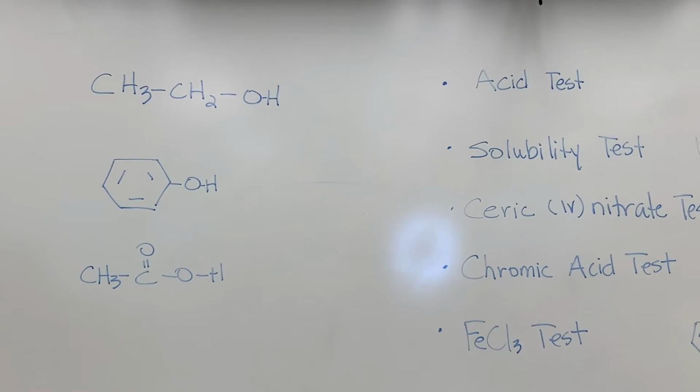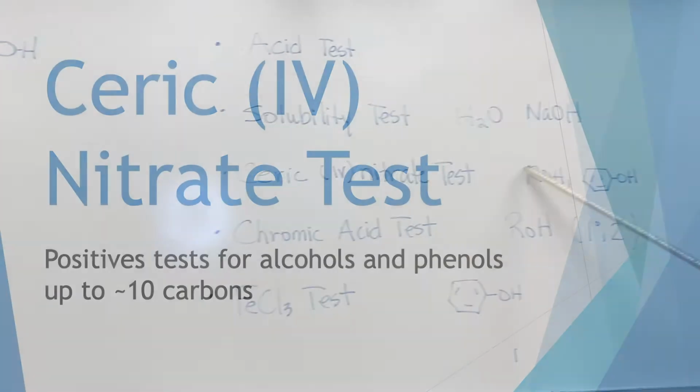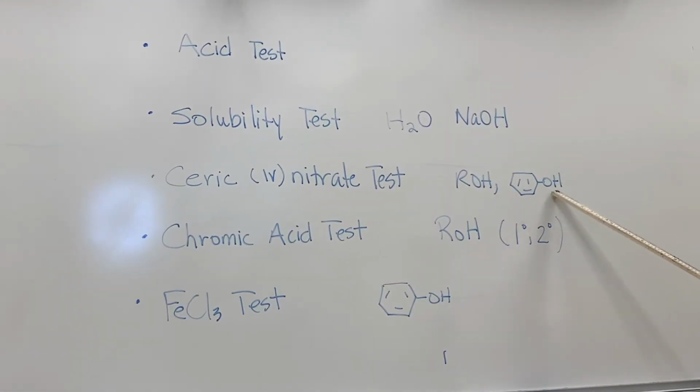Chemical tests that we'll also do will be the ceric nitrate test, and this will be positive for alcohols and phenolic groups. There is a limitation, however. I think it will be positive if you have up to about 10 carbons.